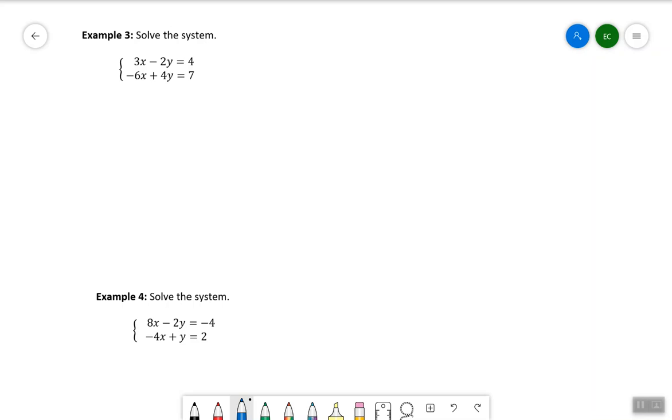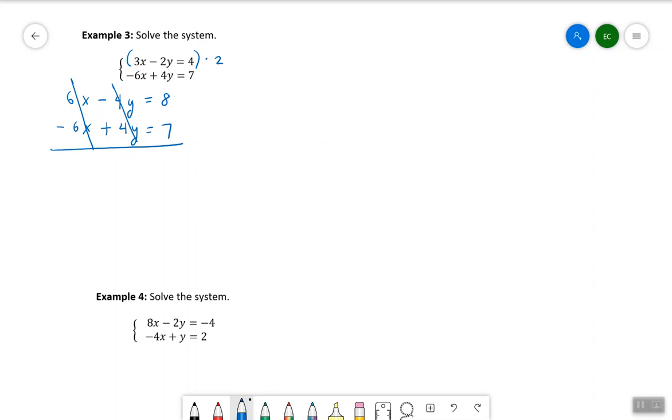So if we want to use the elimination method, we could multiply the first equation by 2, and that would give us 6x minus 4y is equal to 8. And the second equation just comes down. And then the interesting thing is that when you add the two equations together, I was thinking of canceling the x's. I multiplied by 2 so that 6x minus 6x would cancel. But it turns out that the y's also cancel. Minus 4y plus 4y cancels.